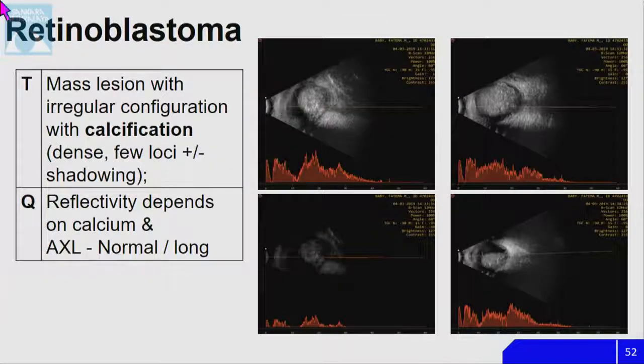So this is a retinoblastoma. Here it's a diffuse mass with calcification. The reflectivity depends on the extent of calcification, almost filling the globe, and it causes shadowing. It's one of the differentials of leukokoria, where the axial length is usually normal or long. And the high reflectivity persists in low gain.